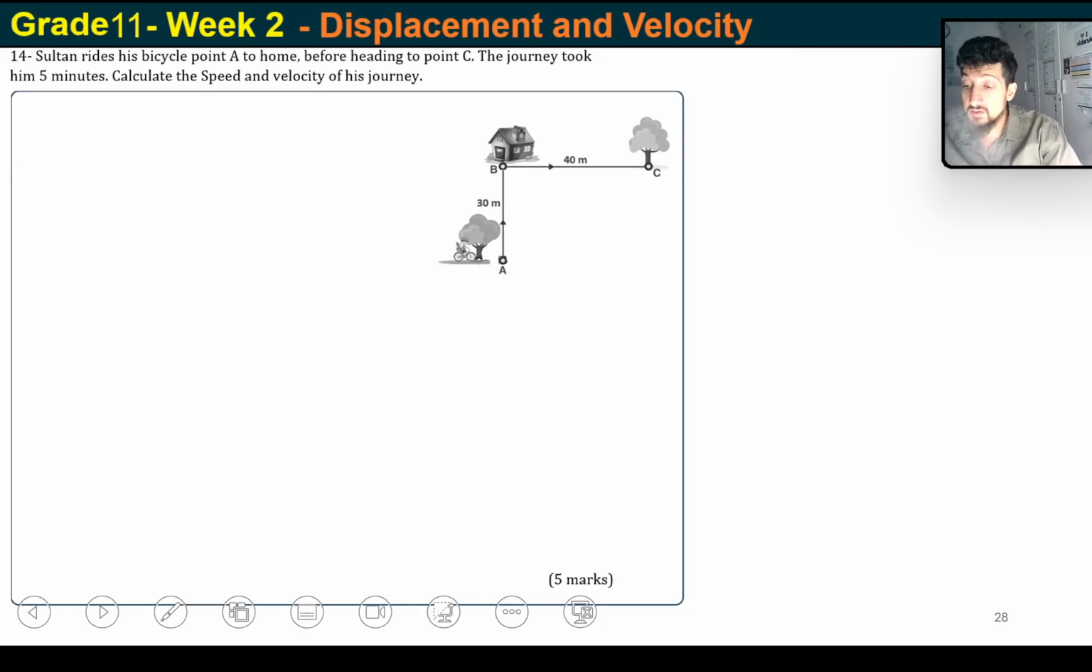Next, here's the final question we have. Sultan rides his bicycle from point A to home, and then before heading to point C. The journey took him 5 minutes. Calculate the speed and velocity of his journey.